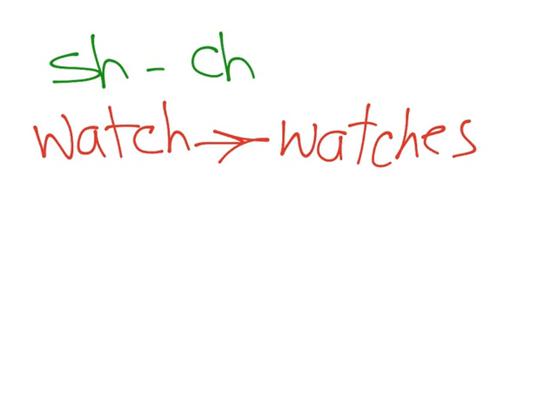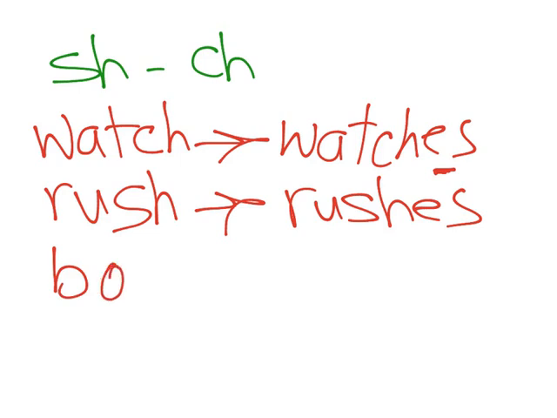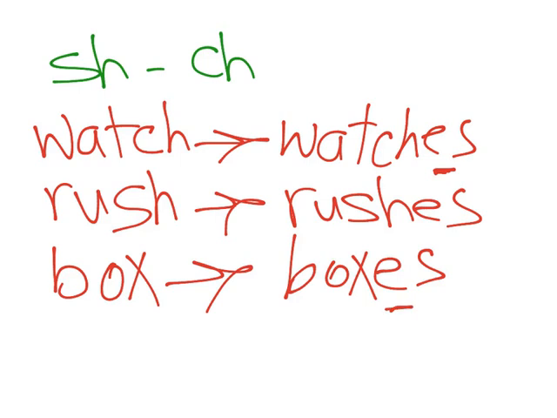Watches. It's like I'm actually pronouncing this E. So I gotta write it. Watch, watches. Rush, rushes. Lunch, lunches. Also box, boxes. I'm actually pronouncing the E right here. Boxes. Dish, dishes. Buzz, buzzes. Kiss, kisses. And so on.